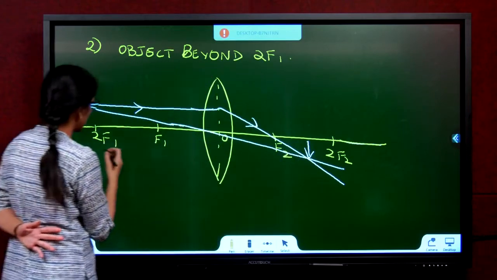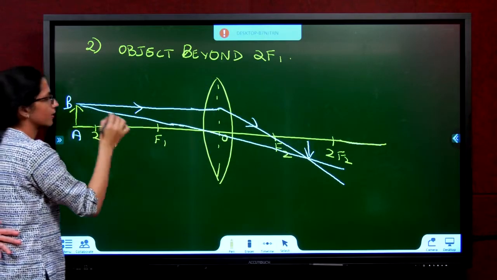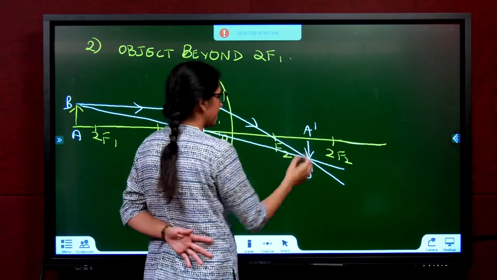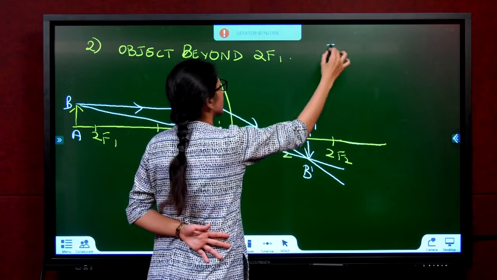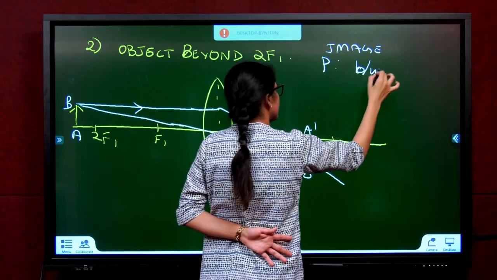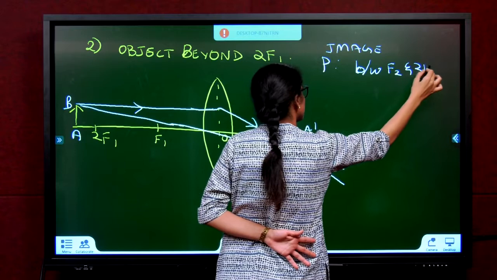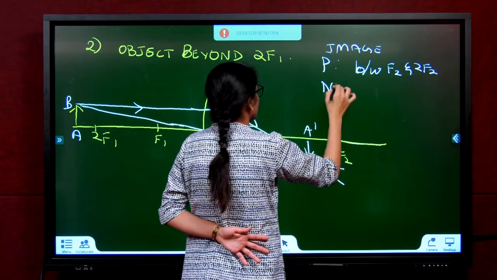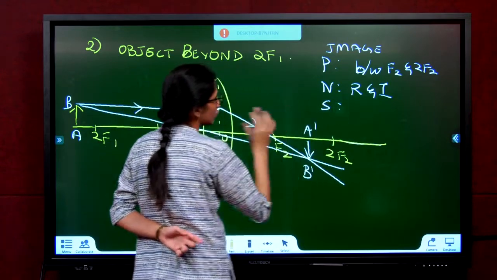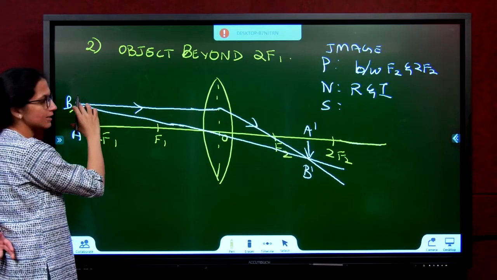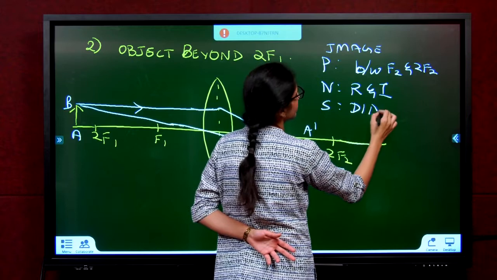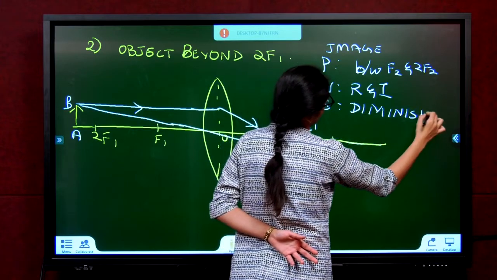This will be your image. So if this is your object AB, this is your image A dash B dash. Fine. So now what is the position of the image? Between F2 and 2F2. Nature, real and inverted. It's really meeting. Size, draw it exactly according to dimensions. You will see this, measure it, this will be larger than this. This is smaller. So diminished. Is it very, very small? No. But it's small. So diminished.